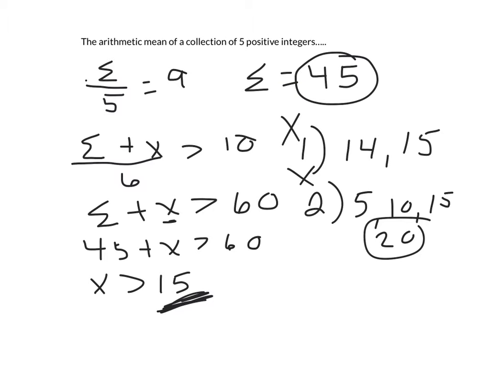But if you put clue 1 and clue 2 together, it tells us the additional integer is at least 14. So at least 14, so it could be greater than 15 or 20. That's going to work. The answer is C.